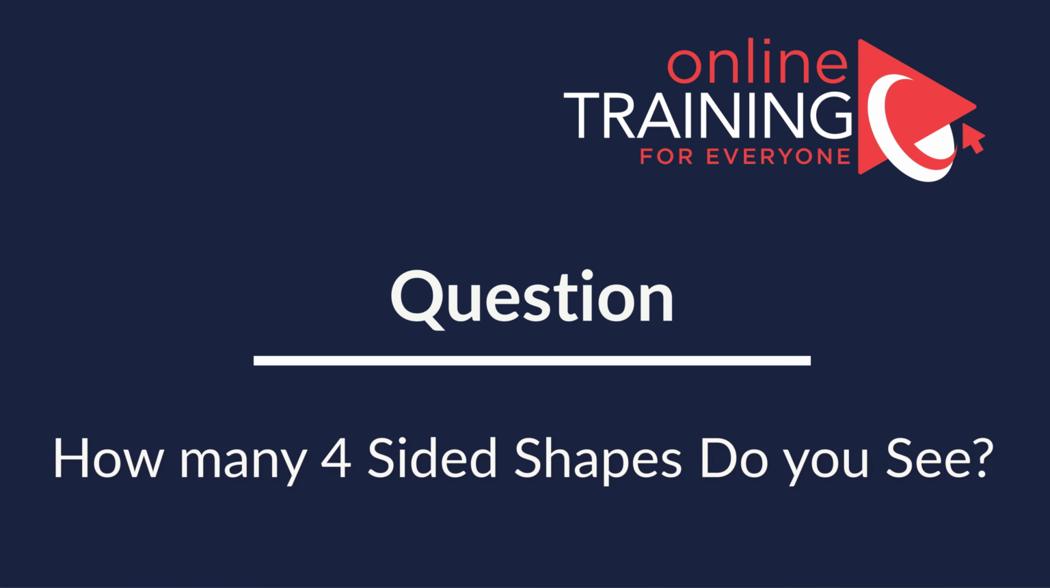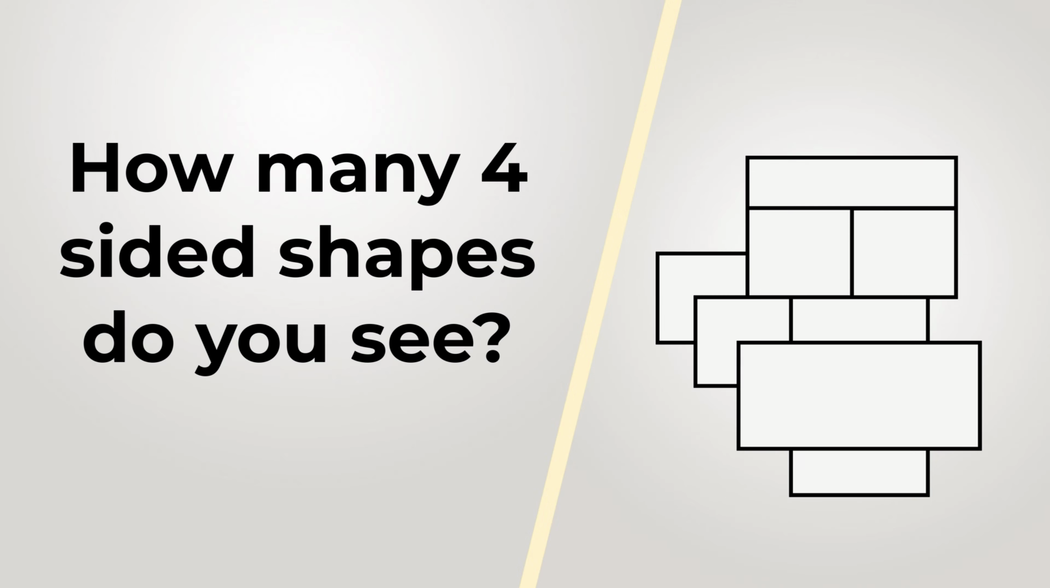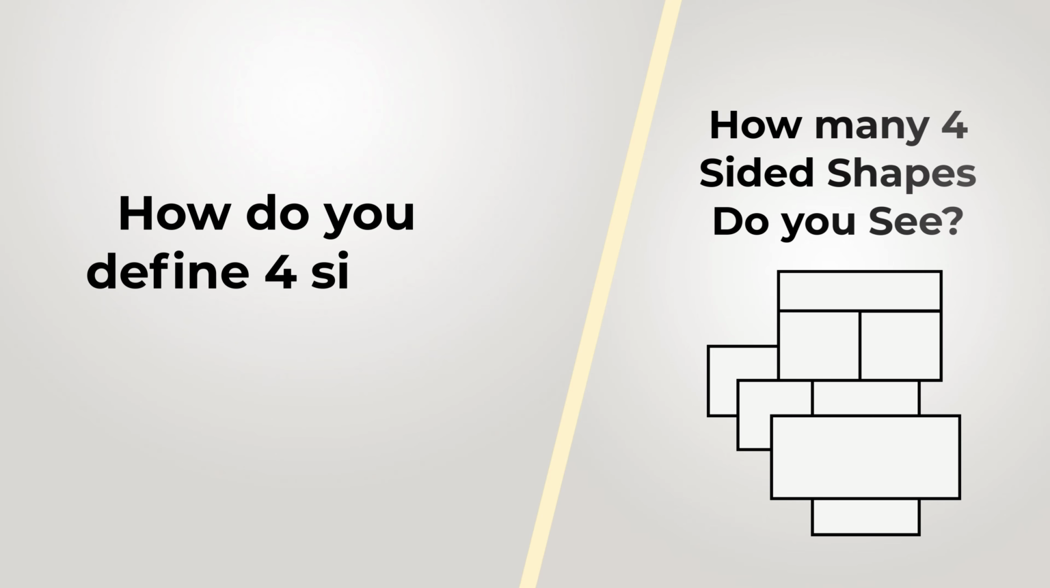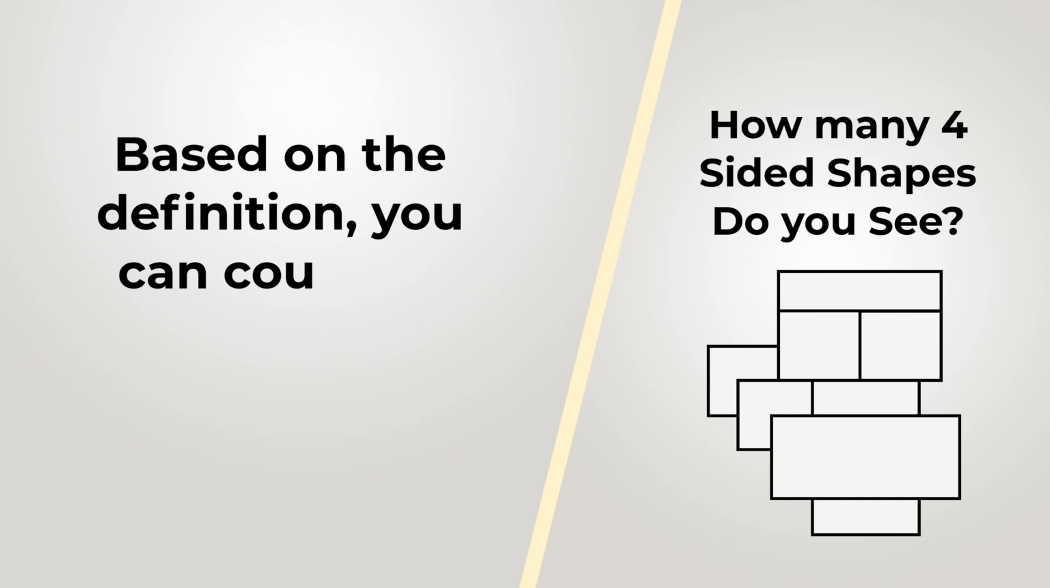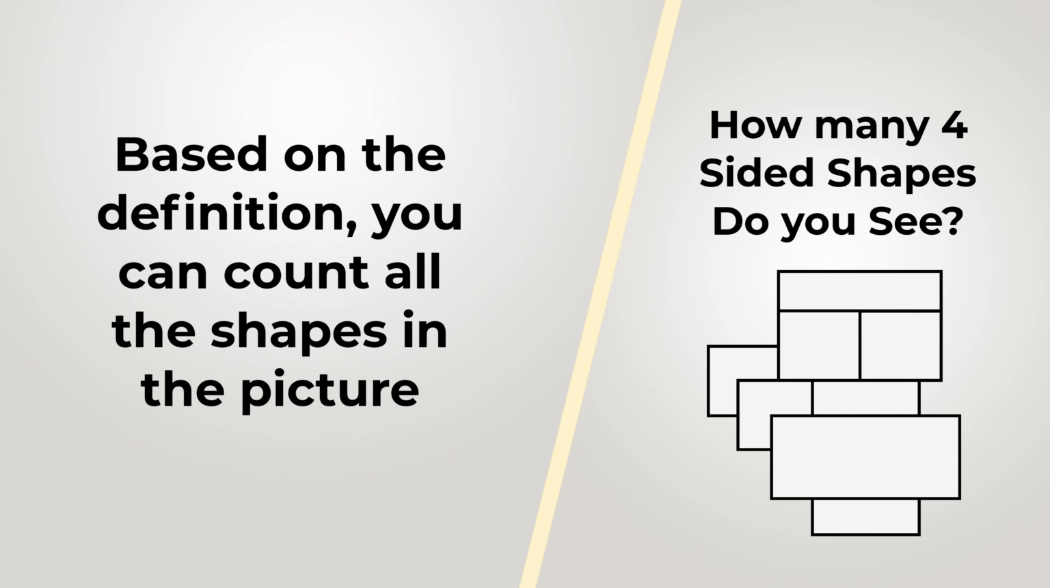Here's an interesting question which tests your spatial thinking. How many four-sided shapes do you see? You're presented with the picture on the left, which has a lot of different shapes. First, you need to be clear on the definition of a four-sided shape and have a good understanding of what it means. Once you have the definition, you can count all the shapes in the picture that match this criteria.